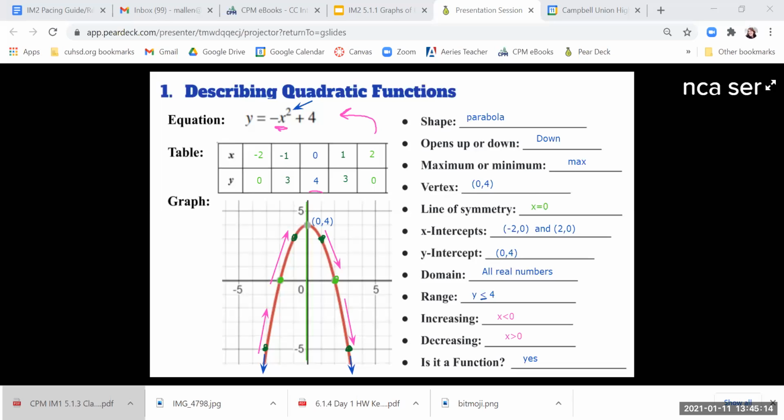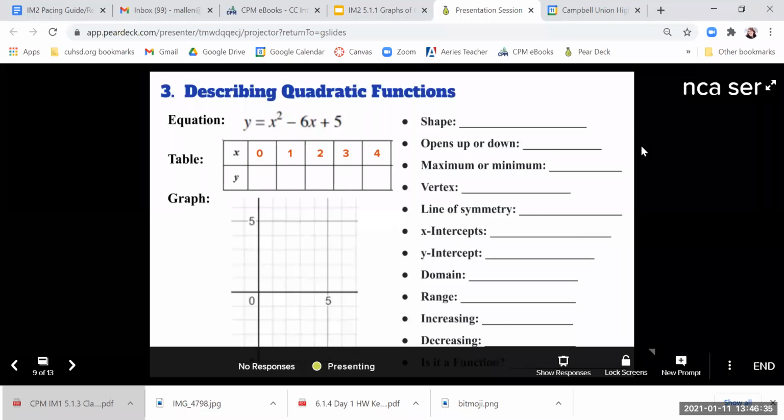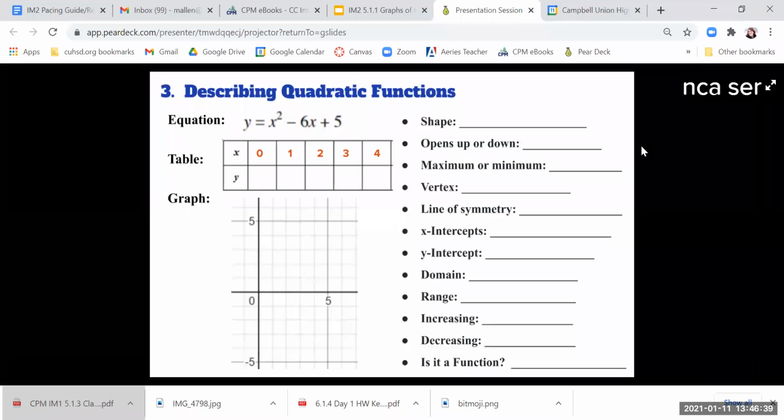Okay. All right, any questions I can answer about those? Okay, for this next one, I'm going to start it with you, but then when we get to the description parts, I'm going to have you do independent. Okay, I'm going to just have you try to do it on your own.